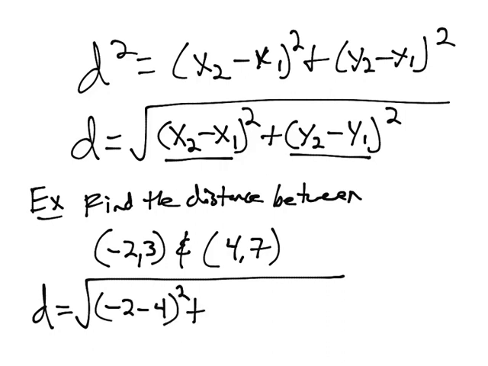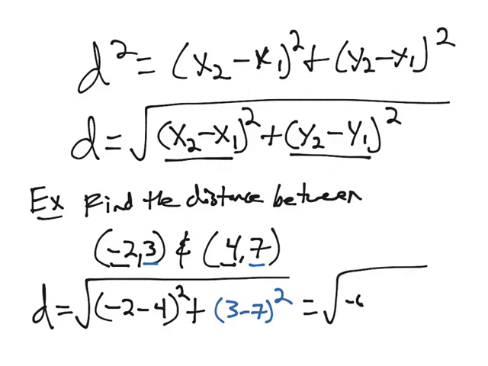That's the difference in my x-coordinates. Negative 2 minus 4. And then I would do 3 minus 7 squared for the difference in my y-coordinates. So then we just do the arithmetic. Negative 2 minus 4 is negative 6 quantity squared plus negative 4 quantity squared. So 36 plus 16. So that gives us the square root of 52 as the distance between these 2 points.